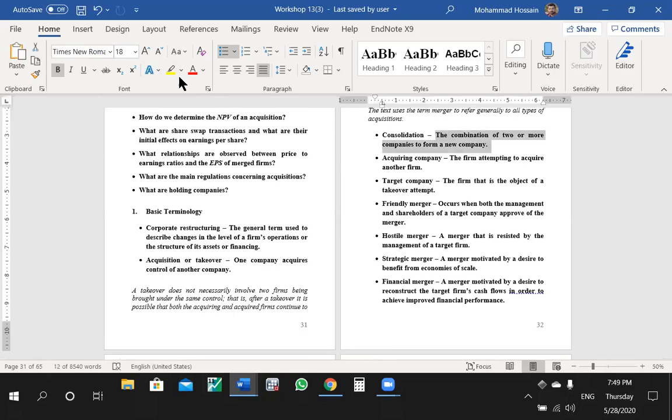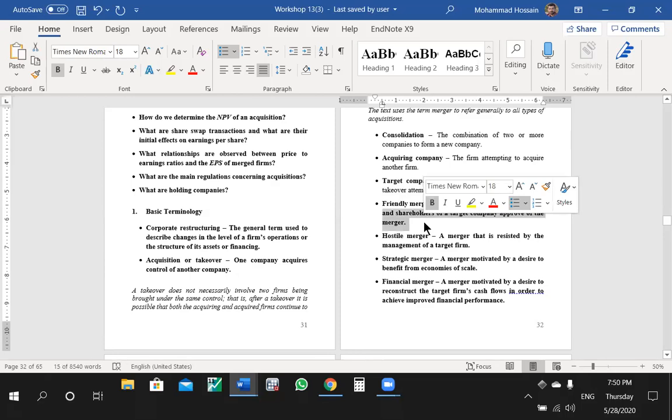Consolidation. What is consolidation? Combine two firms together, two or more companies into one new company. That is consolidation. Acquiring firm, buying them out. The target company is the firm that is the object of the acquisition, which company you are actually buying out or combining. Friendly merger. They come together with mutual interest, mutual benefit. They will go for a friendly merger. Both the managers and shareholders of a target company approve of the merger. Friendly, they go easily.